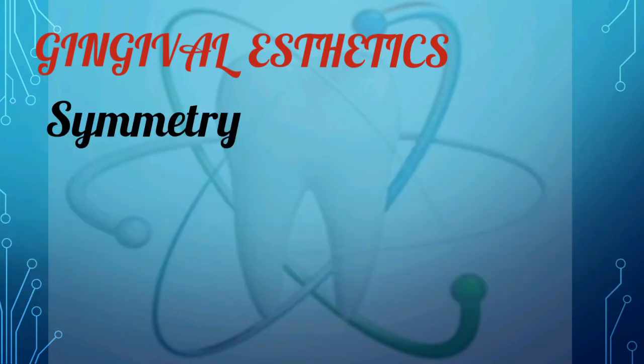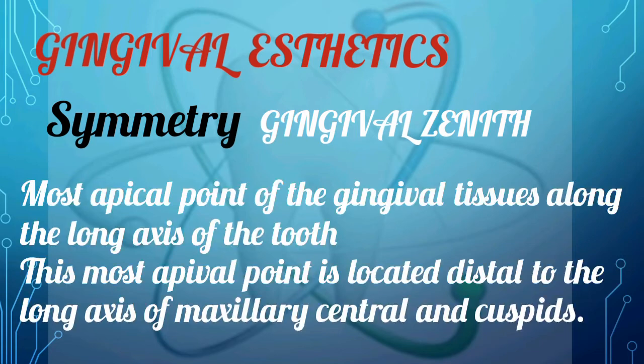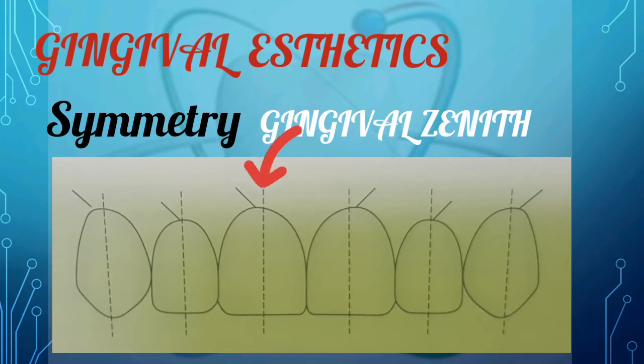So, while studying symmetry, it is important to understand the term gingival zenith. The gingival zenith point is the most apical point of the gingival tissues along the long axis of the tooth. This most apical point is located distal to the long axis on the maxillary central incisors and cuspids. The zenith point of the maxillary laterals and the mandibular incisors is coincident with the long axis of these teeth.